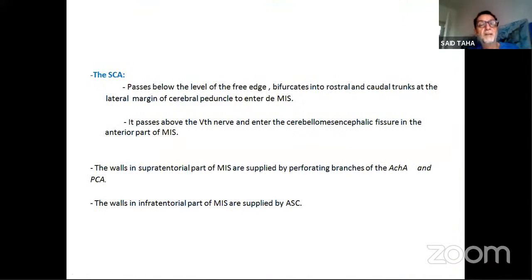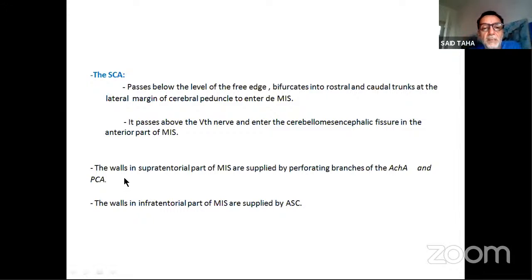The superior cerebellar artery passes below the level of the free edge, bifurcates into rostral and caudal trunks at the lateral margin of the cerebral peduncle to enter the middle incisural space. It passes above the 5th nerve and enters the cerebral mesencephalic fissure in the anterior part of the middle incisural space.